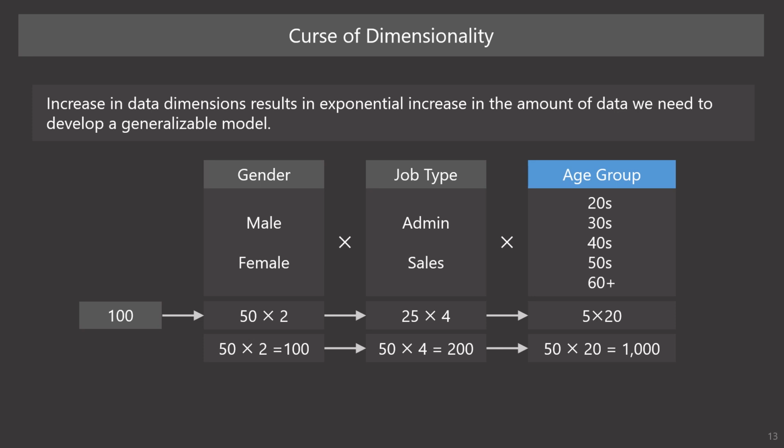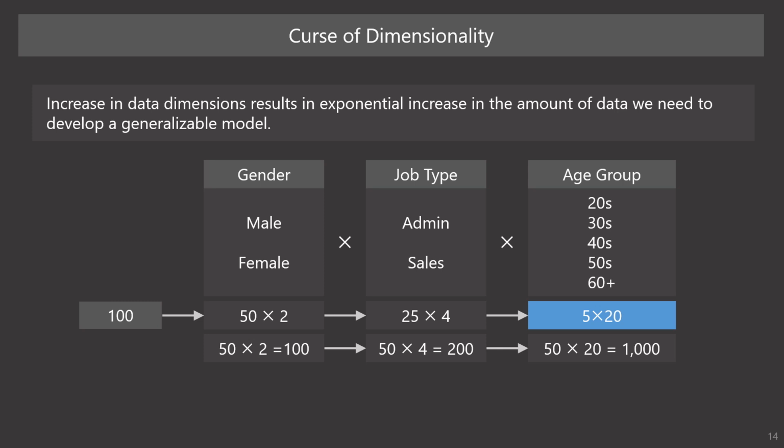Now, we have an additional feature, age group. Suppose age group consists of 5 categories: 20s, 30s, 40s, 50s, and 60 and above. By combining these three features, we have 20 categories. If age group is almost evenly distributed, each category consists of 5 people. So, if we predict job satisfaction using these three dimensions, we make prediction by observing only 5 people.